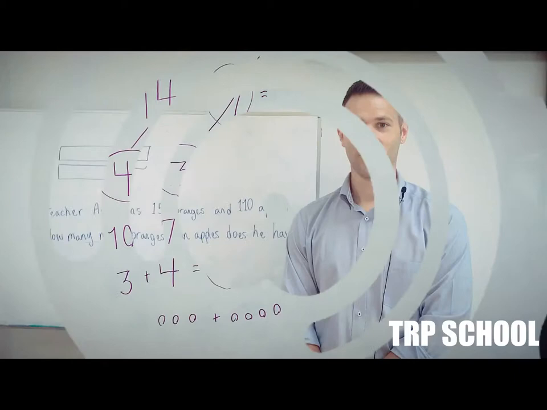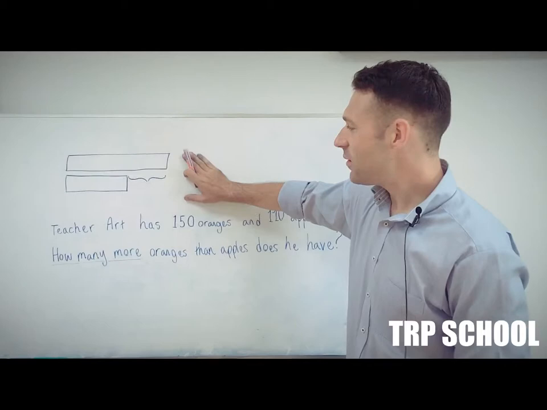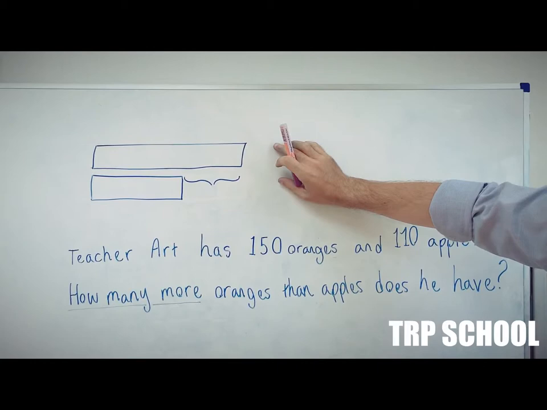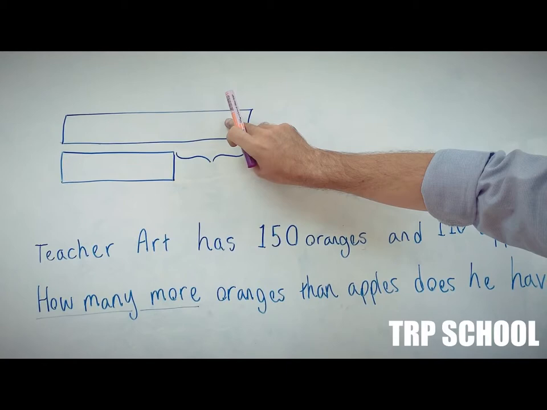Hello again, everybody. Today, we're going to be looking at a takeaway word problem with a comparison model. This is called a comparison model because we're comparing two numbers. What we want to know is if we start with this number, how many more do we need to get to the bigger number? Let's begin by reading our problem.